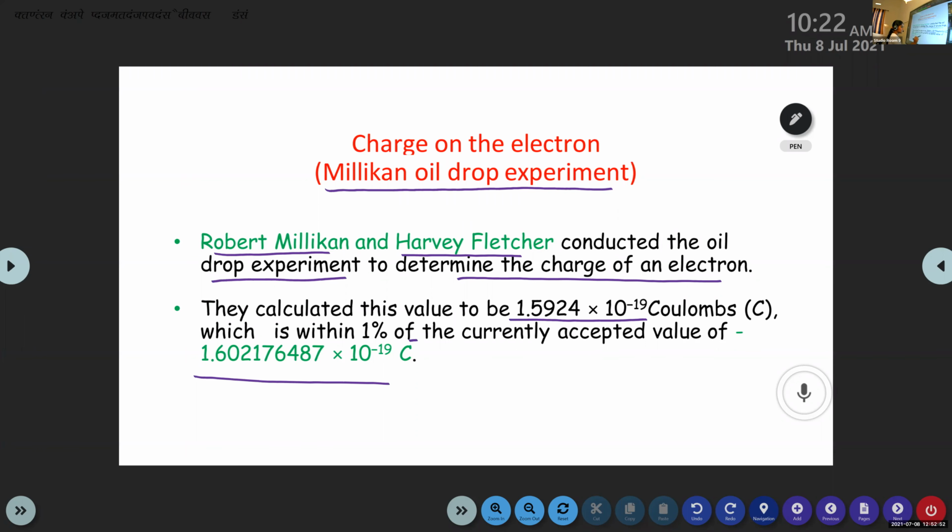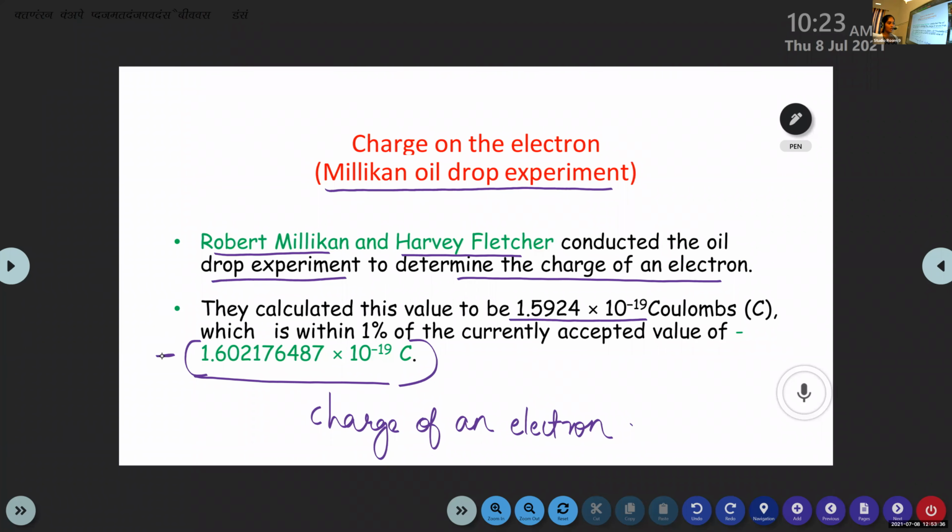You have to note down only this value. This is the currently accepted value: 1.602176487 into 10 raised to minus 19 coulomb. They calculated this value to be 1.5924, and after several adjustments, now we have accepted this value, 1.6021. So this is the value of the charge of an electron. And it is a negative value, negative 1.602176487, because the charge of the electron is negative, right?